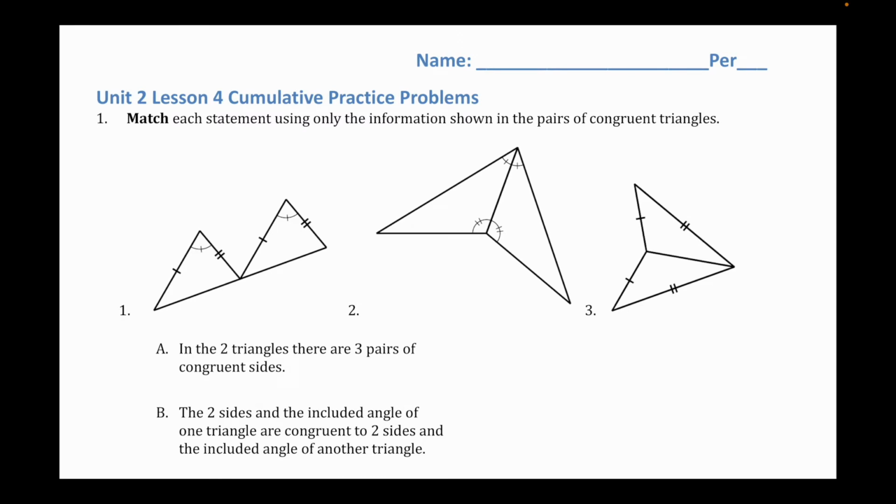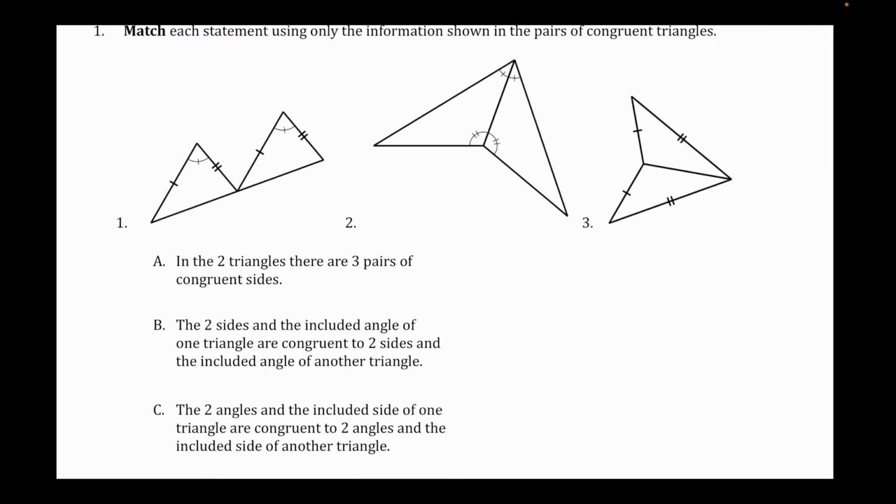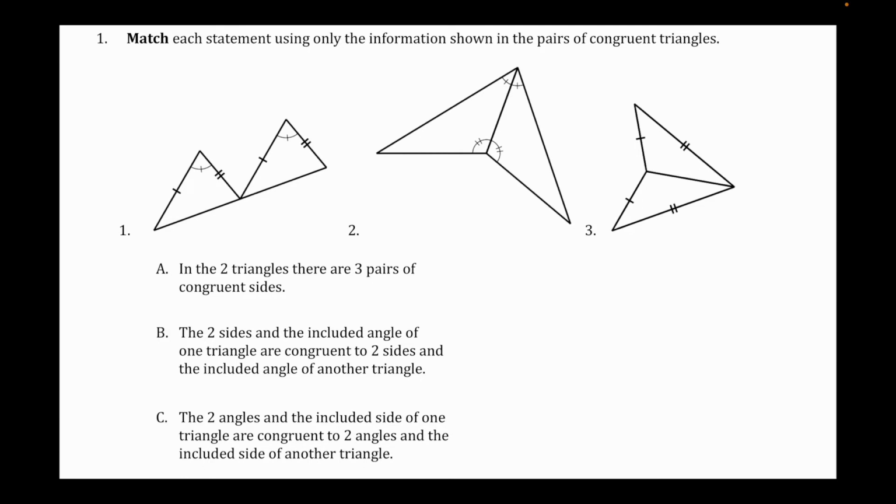So this first one, we're actually just going to do a matching question. We're matching each statement using only the information shown in the pairs of congruent triangles. So we have three different ones here, and we have three different situations. The first situation says, in the two triangles, there are three pairs of congruent sides. So let's take a look.